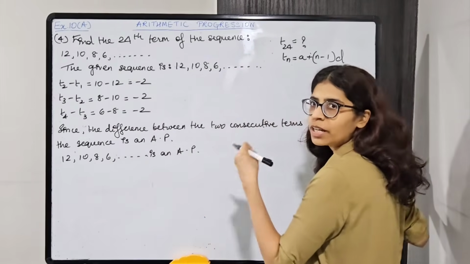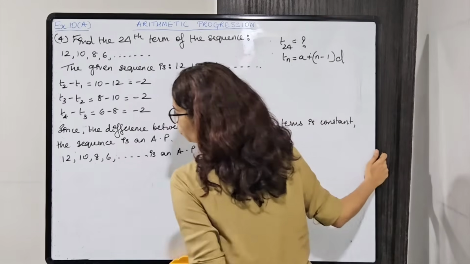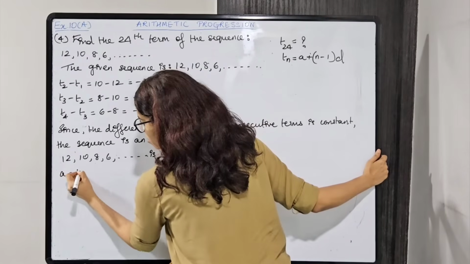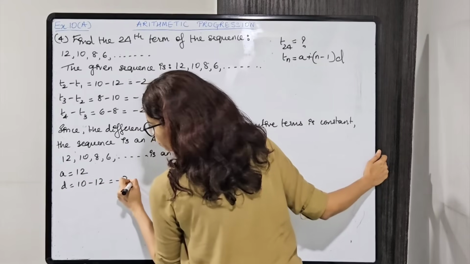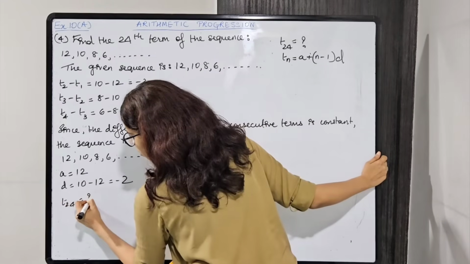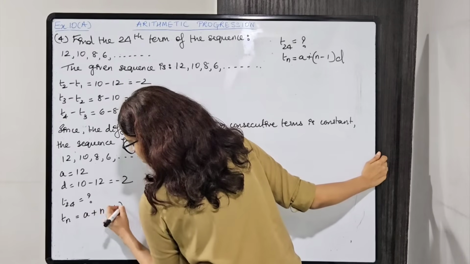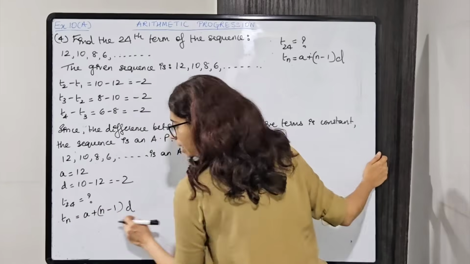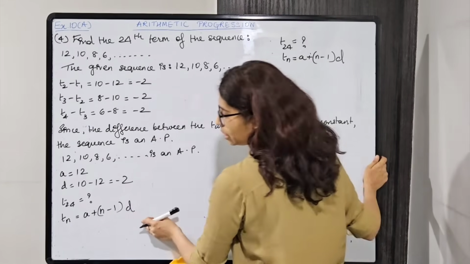It is an AP, तो a और d find out करते हैं to find out Tn. Okay, so a is 12 and d is 10 minus 12, which is minus 2. So we need to find out T24, that is Tn will be a plus (n minus 1)d. Write down the formula first and then start solving. Okay, हमेशा formula पहले लिखो.